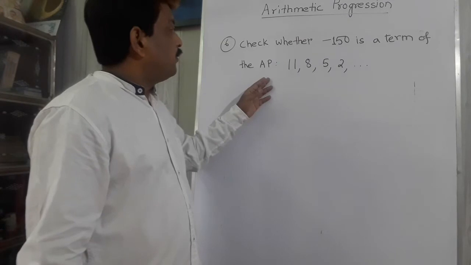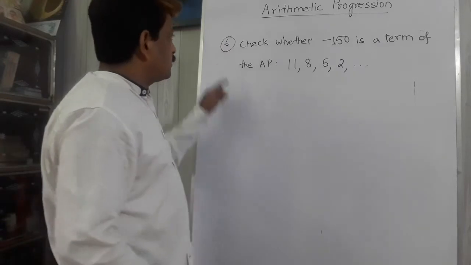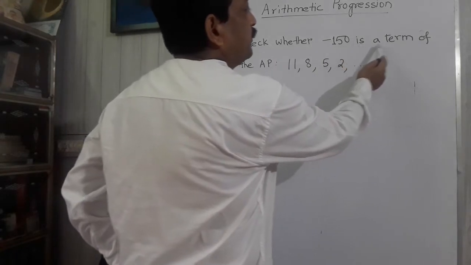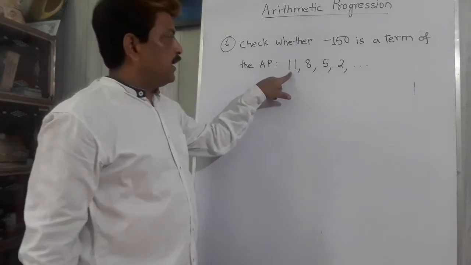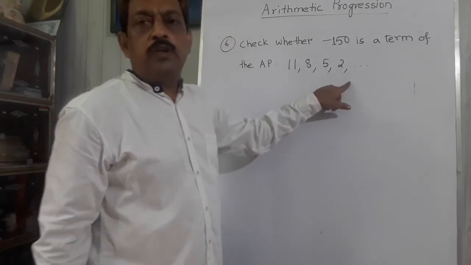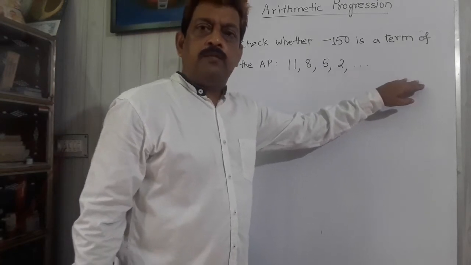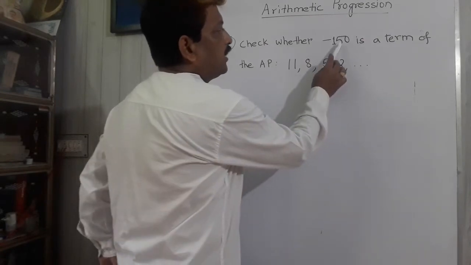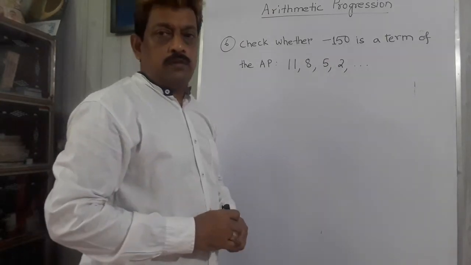So this is another sum from the same exercise 5.2 from NCERT Mathematics. This is question number 6. The question is to check whether minus 150 is a term of the AP 11, 8, 5, 2. As you can see from the AP, the value is decreasing. So a time will come when this AP will enter the negative phase, and slowly the negative numbers will go on and on. So we have to check whether minus 150 is there among the negative terms or not.